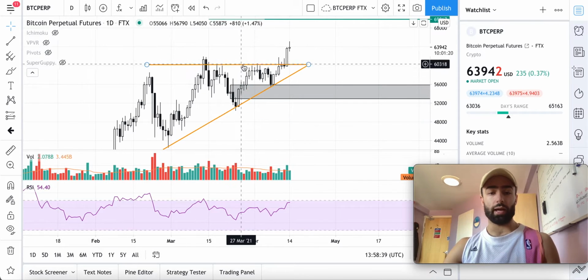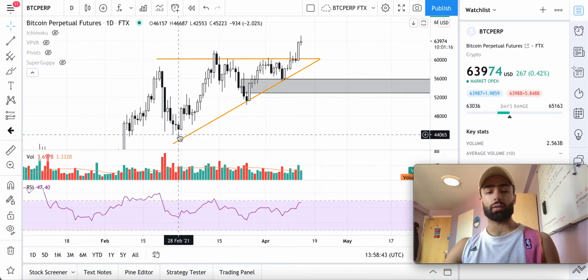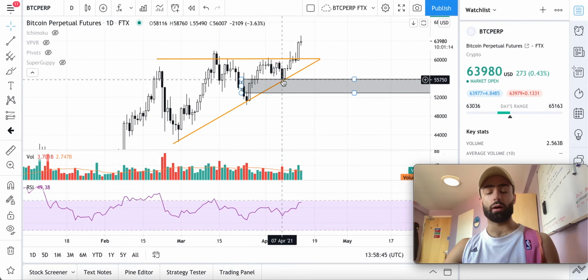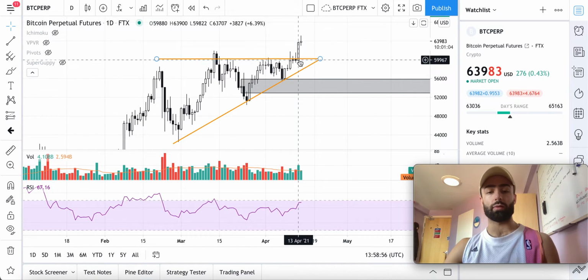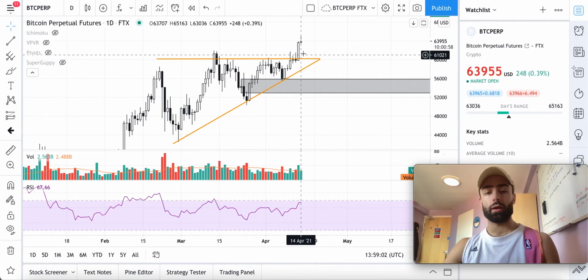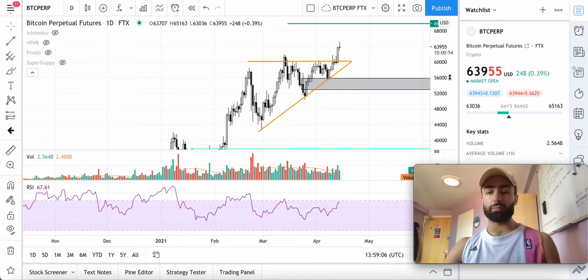So the first thing that we have is this ascending triangle pattern right here, and this is where the price is making higher lows, and then consolidating around a horizontal resistance zone, and does not break through it until right here we get a clear breakthrough with an increase in bull volume. So this is a clear breakout of this pattern.